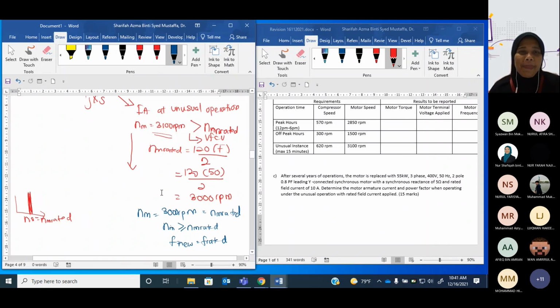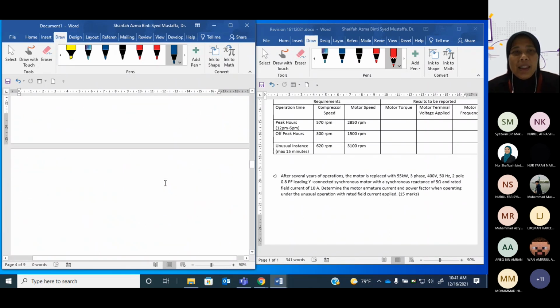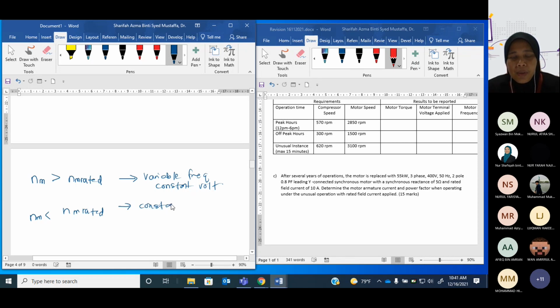Ulang balik macam ni. Okay, macam ni. Nanti, because this is based on your ID, sometimes you akan selalu kata Nm rated, Nm greater than Nm rated, you akan guna variable frequency, constant voltage kan? Okay. Kalau Nm is less than Nm rated, you akan guna constant V over F control. Betul tak macam ni?